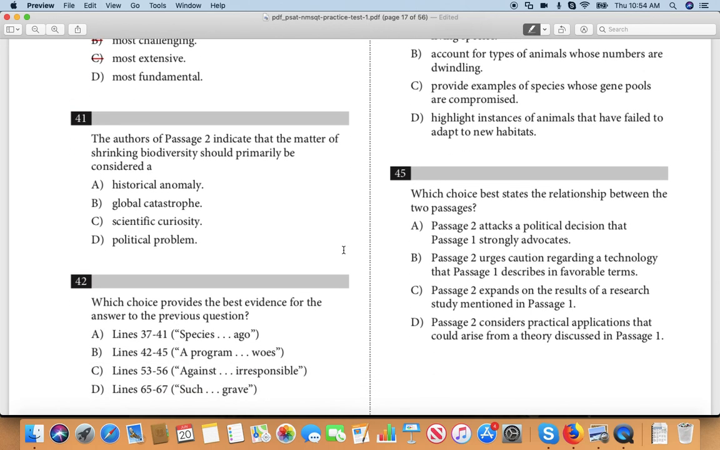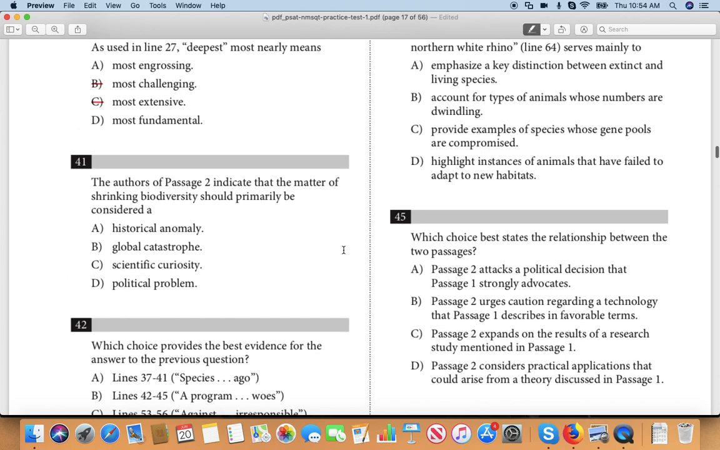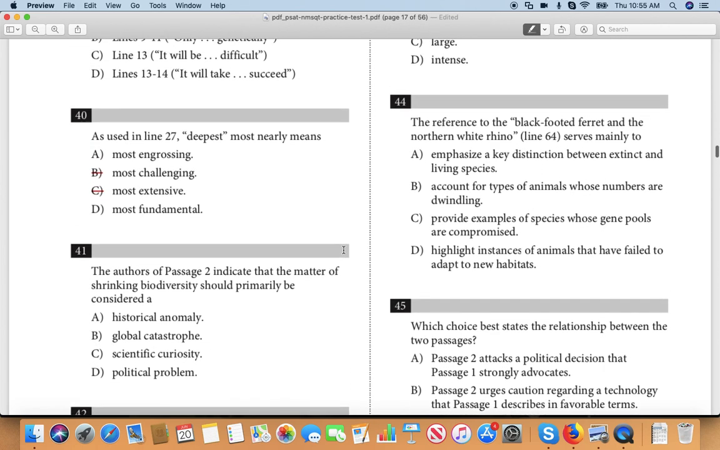Let's try answer choice B. Go and read that for me, please. Passage 2 indicates that the matter of shrinking biodiversity should primarily be considered a global catastrophe. That definitely does. For sure. Where does the author of Passage 2 indicate that shrinking biodiversity is a global catastrophe?